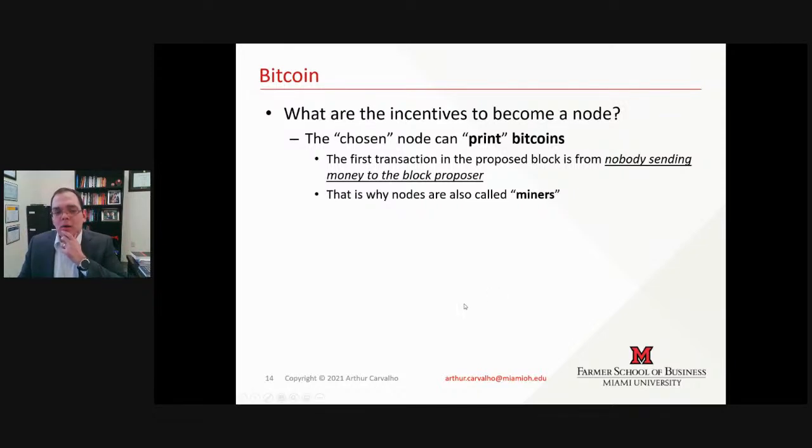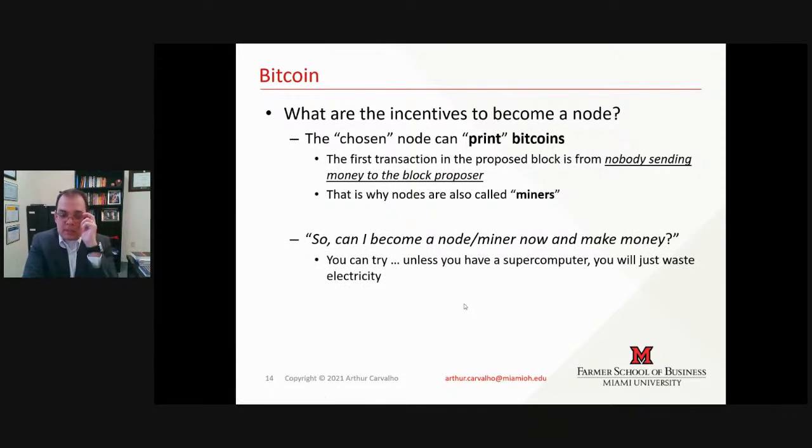Now, the question you can be asking yourselves: okay, I want to make money. I want to print Bitcoins. How can I do it? Can I use my computer in front of me and become a miner? And the answer is yes, you can.